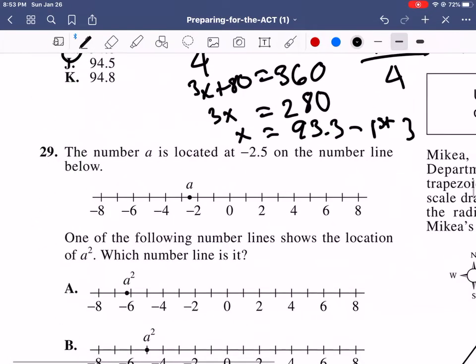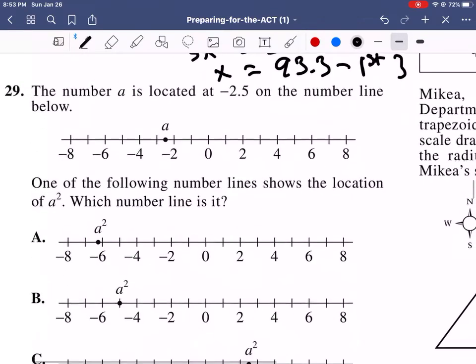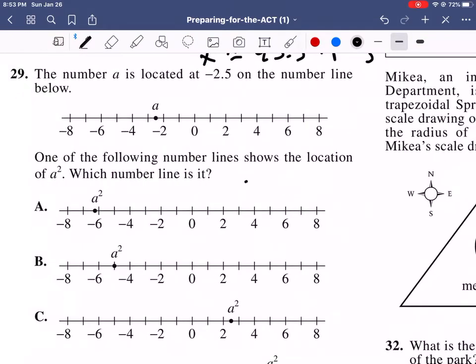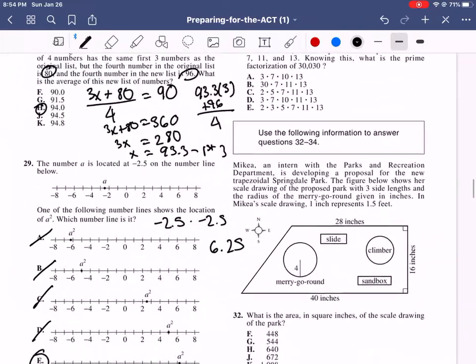Number A is located at negative 2.5 on the number line below. If you're looking for a squared, you're going to look for negative 2.5 times negative 2.5, and that equals 6.25. Now you're looking for the number line that has plotted positive 6.25. This one isn't it, this one isn't it, because these are on the negatives. This one's in the positive, but this one's just after 2. This one's at 5, and this one's at 6.25. Answer is E.